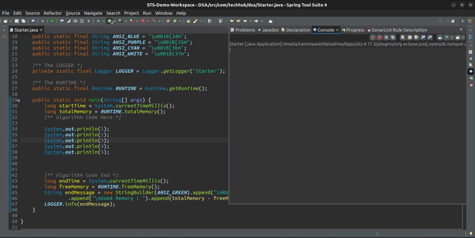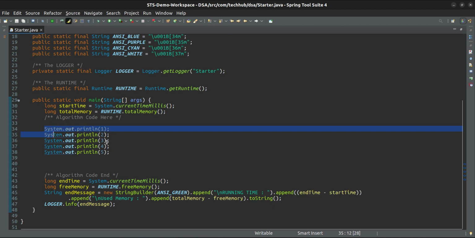If I run this again, see, it depends on your CPU scheduling time or whatever. So this is taking this much time and this much memory. Every time the memory will be almost the same; it will not vary. So these are our linear instructions. There is no loop at all.